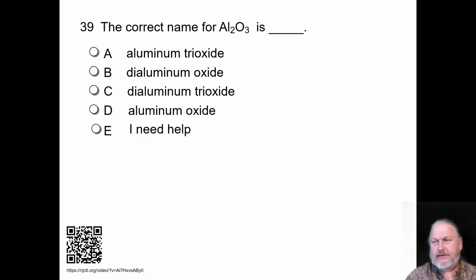Al2O3, that's going to be, break. That is going to be D, aluminum oxide. So those other names in there, if it was a covalent compound, we'd be using those. But this is an ionic compound. It's just aluminum oxide.